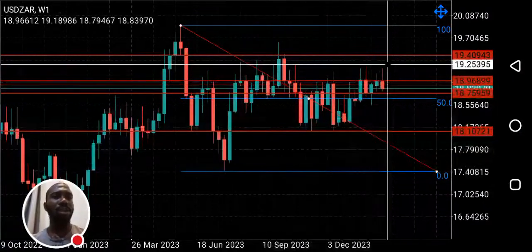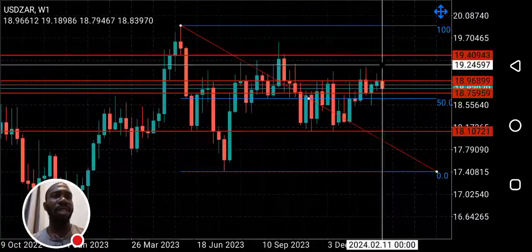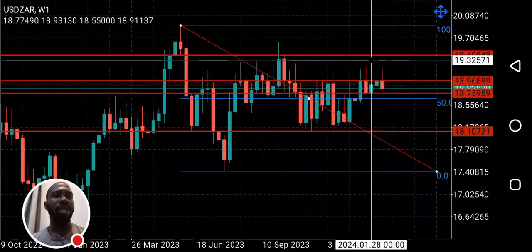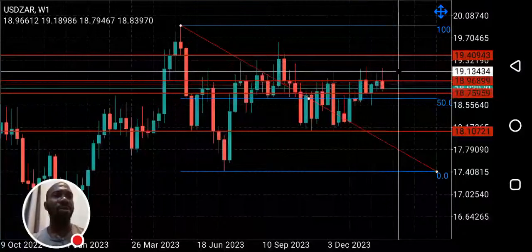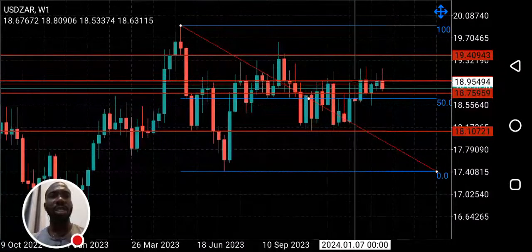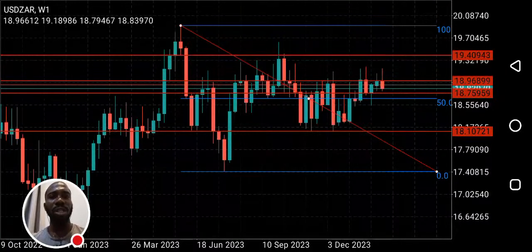Your stop loss should be maybe the high of these candles. That's where you should set your stop loss. Anything that makes price break this high, any candle that closes above this high, then you should know that your bias has been invalidated. So you need to exit your trade. Take that loss.